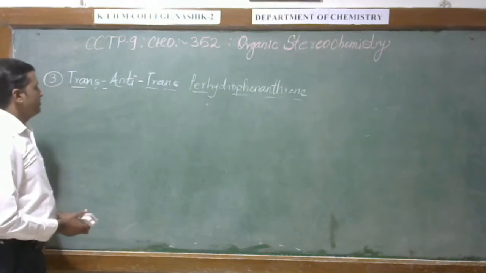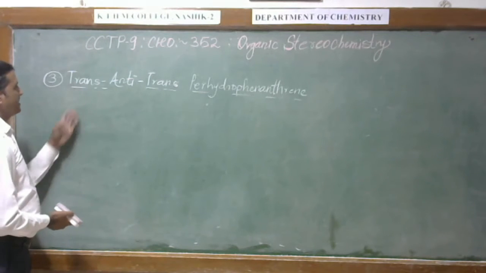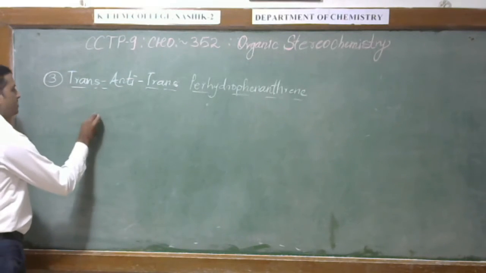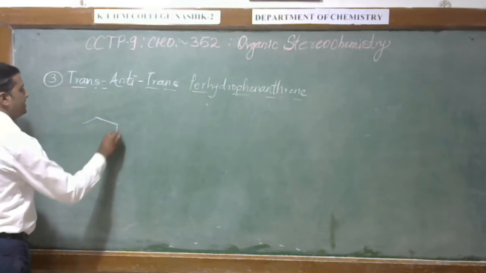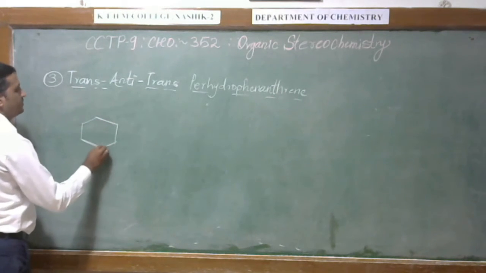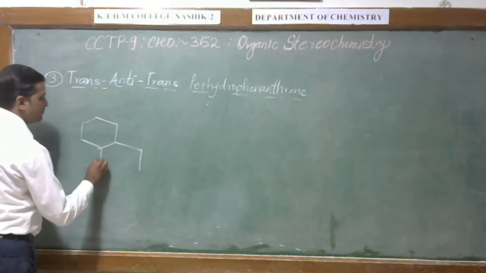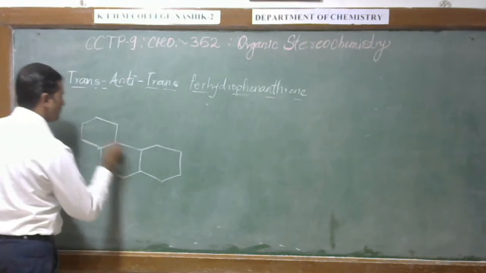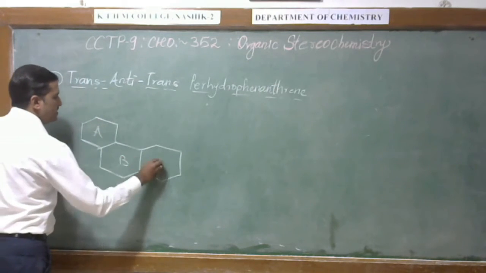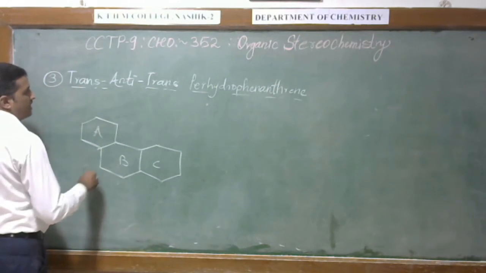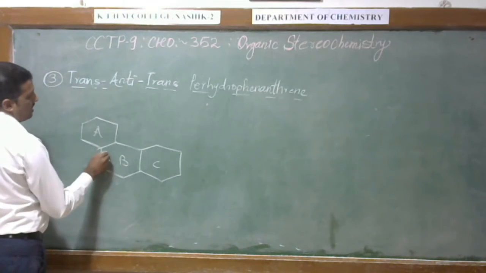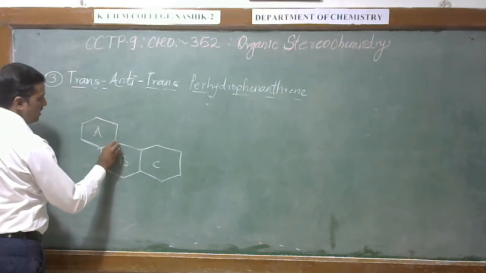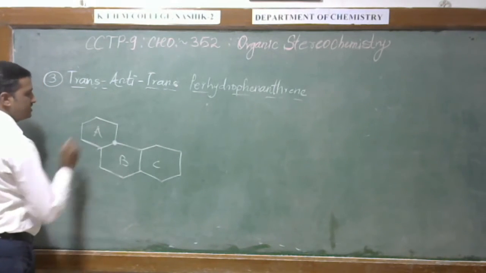The third isomer of perhydrophenanthrene is a trans-anti-trans perhydrophenanthrene. The structure of this trans-anti-trans perhydrophenanthrene is like this: A, B, C rings. A and B rings are in trans fusion.